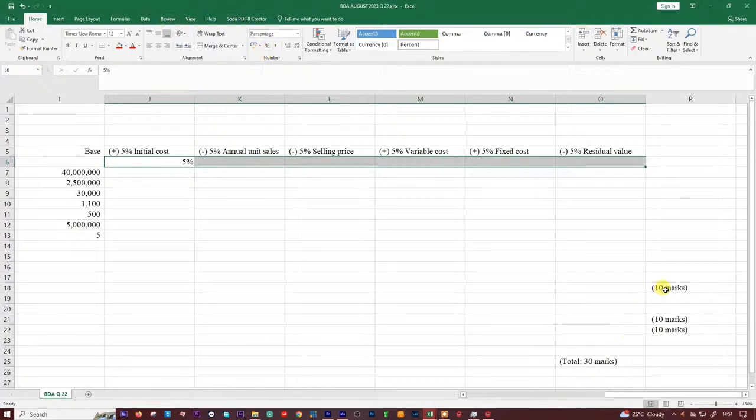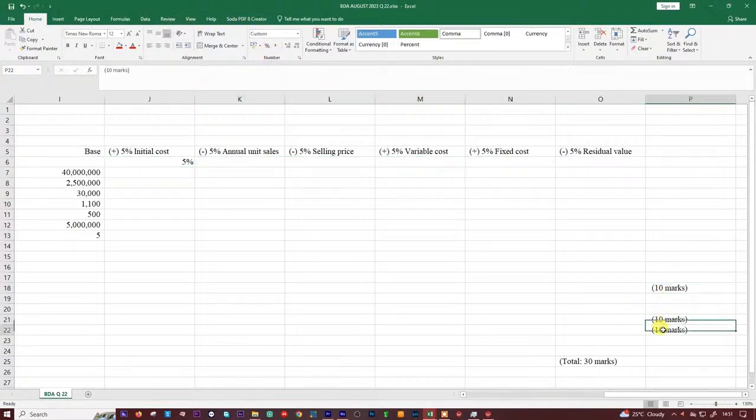So don't worry about this. These are just the marks that are being allocated towards the entire question. So you can see it's 30 marks over here. So with the permission, I can just do away with that, or rather I can just put them beside the questions. However, I can just do away with them for now.